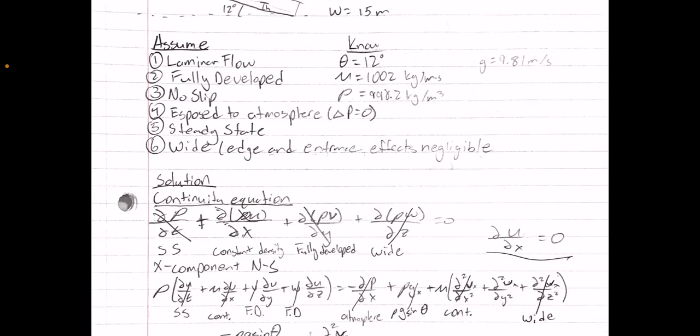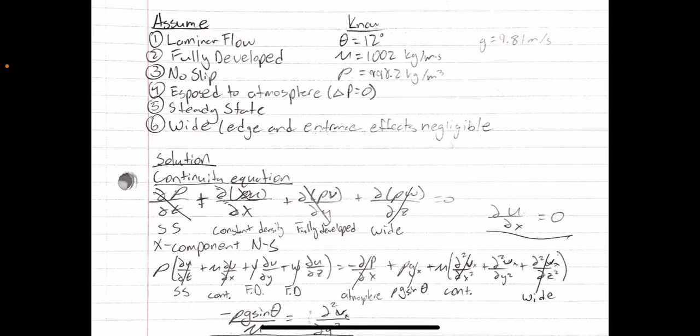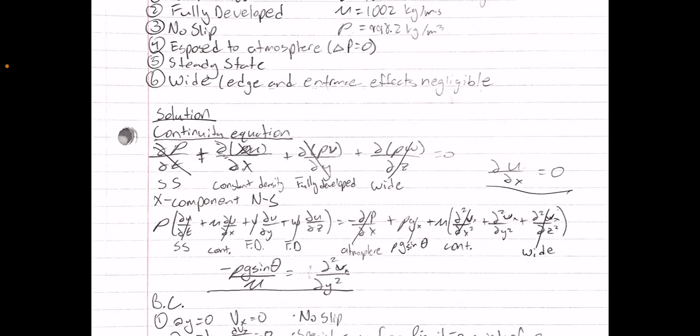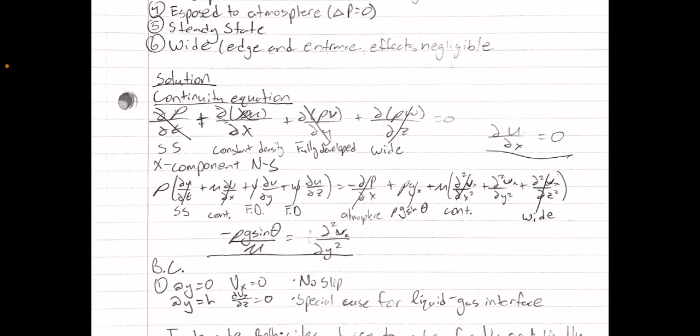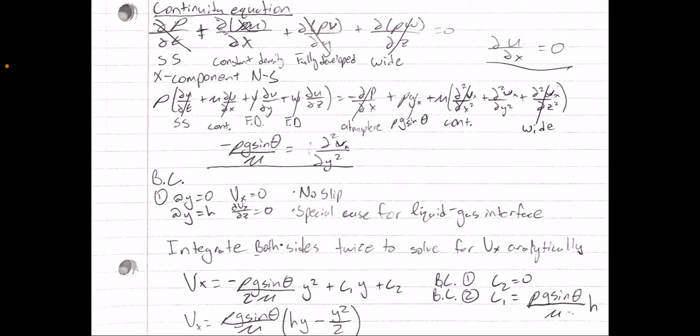First, you solve the continuity equation. Similar assumptions as last time: steady state, constant density, fully developed, and wide. So you get dux/dx is equal to 0. And we can apply that to the x component Navier-Stokes equation. And again, if the first derivative is 0, the second derivative is also 0, so you can cross out 2 of those terms on the far right, and we finally get a simplified equation: a constant on the left is equal to the second derivative of vx in terms of y.